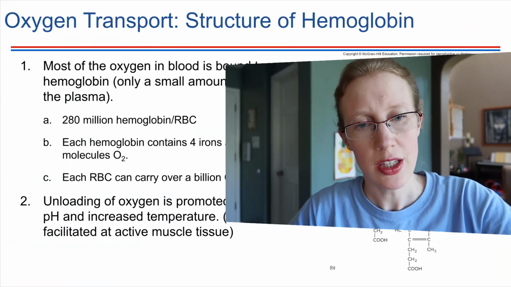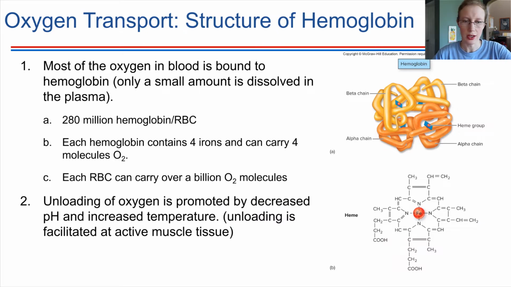We're going to end this chapter by considering in a bit more detail how these gases are actually transported. We've considered how they diffuse into the blood or out of the blood depending on the driving forces involved, but how are they actually transported when they are in the blood? Oxygen transport happens primarily through binding to hemoglobin.